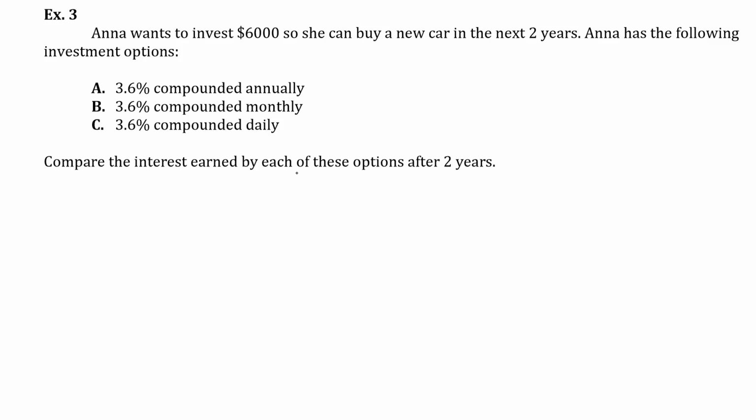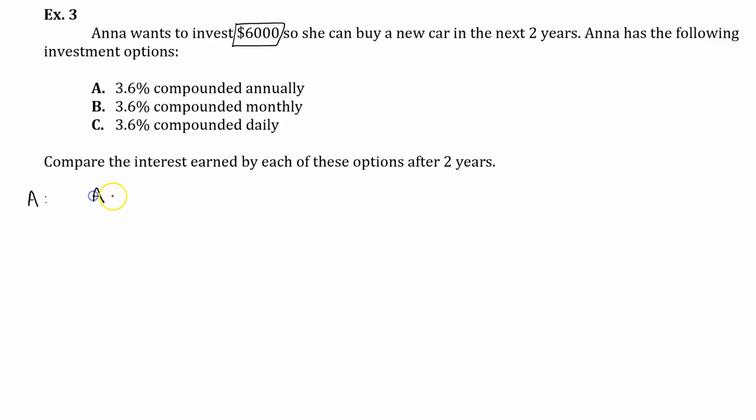Now, the easiest way to compare the interest earned is just compare their future values, because we know what's held constant here. We know that for each option, we're always just investing $6,000. So the higher the future value, the more interest you've earned. So let's figure out what option A is.